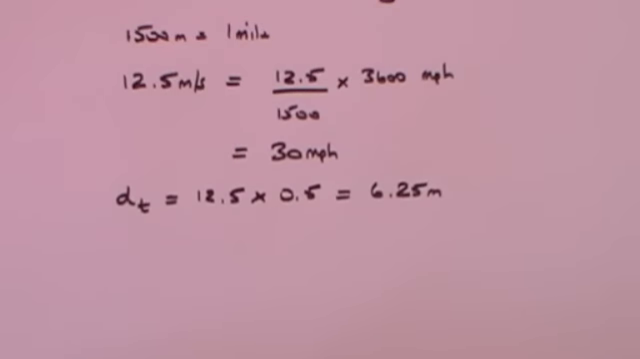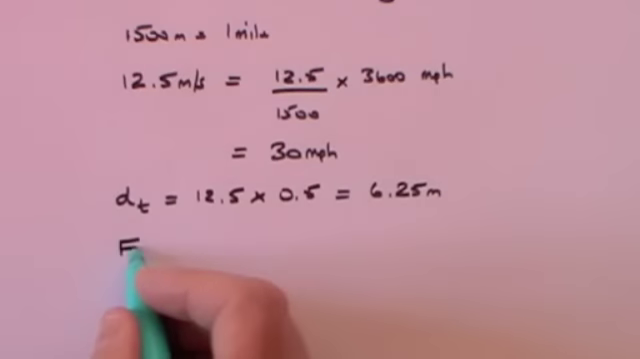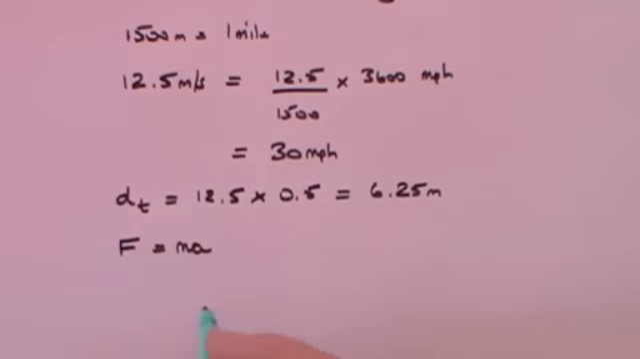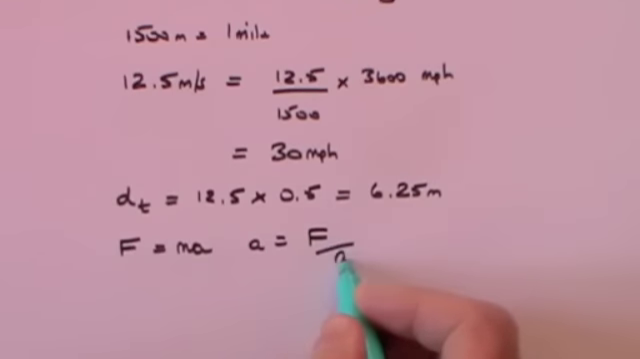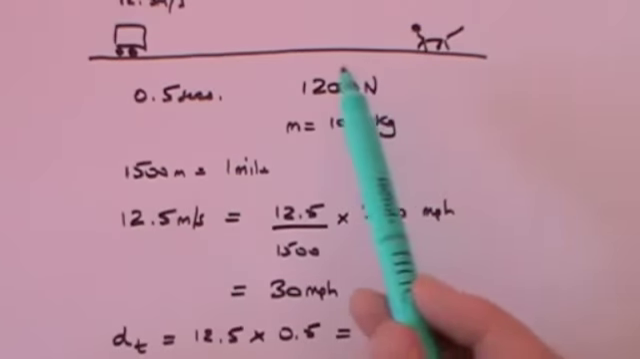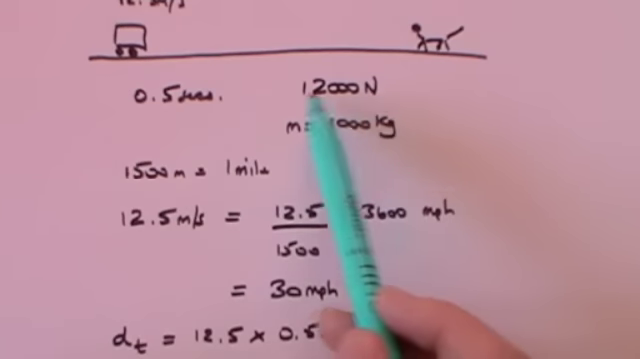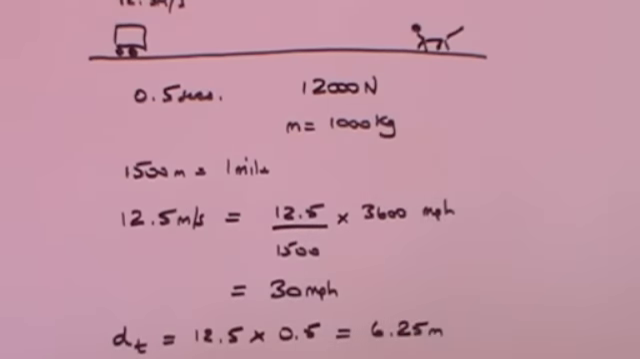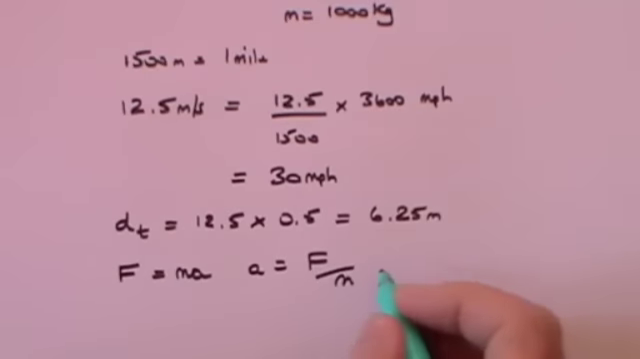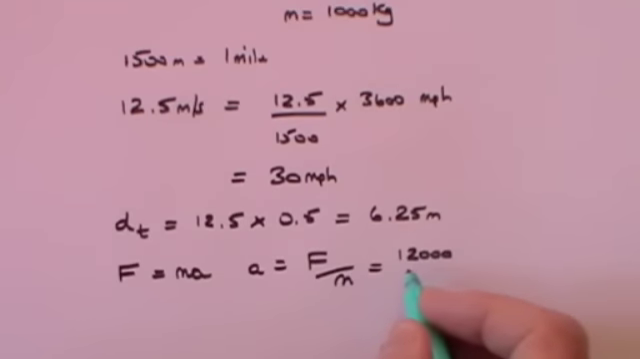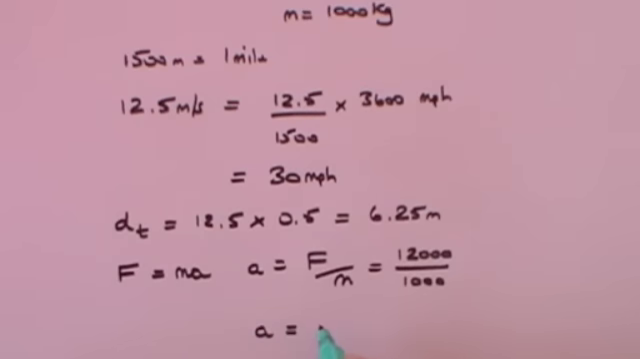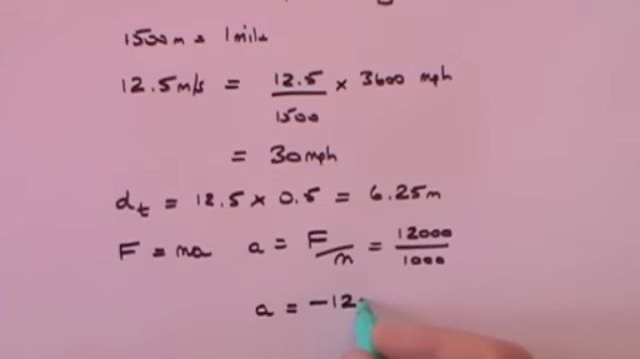The next question is, how far does it then travel once the brake is applied? Well, to find the deceleration, we need the formula F equals ma, and that means that a is F over m. I told you that the braking force is 12,000 newtons and the mass is 1,000 kilograms. So this is going to be 12,000 newtons divided by 1,000 kilograms, and that's going to give us a deceleration of minus 12 meters per second squared, because we're slowing down.